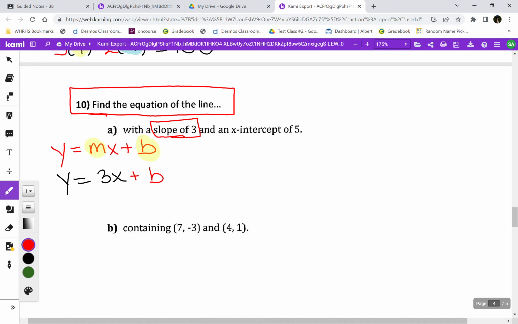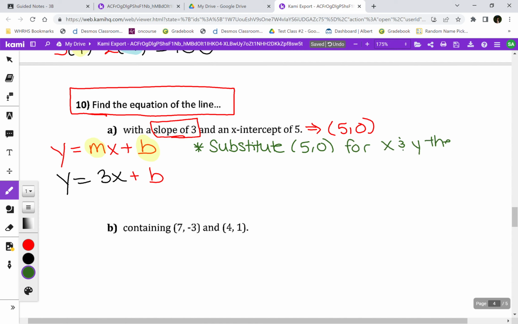So can I just put in 5 for b? No. But the x-intercept is a point, right? Isn't this the point 5, 0? And don't x and y represent all the points that exist on the line? So what I can do is I can take 5 substituted in for x. I could take 0 substituted in for y. And then I can solve for b. I could solve for that variable. I'll write out what I just said. So I'm going to say substitute 5, 0 for x and y, then solve for b.